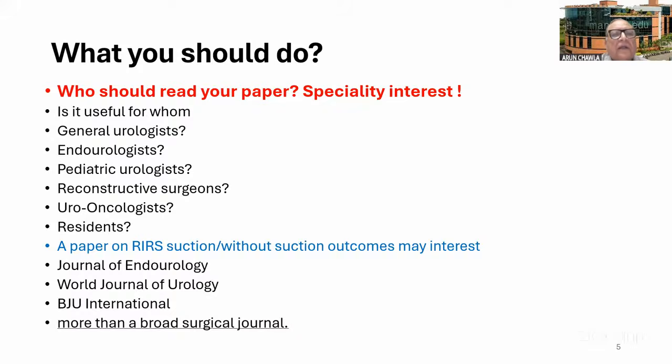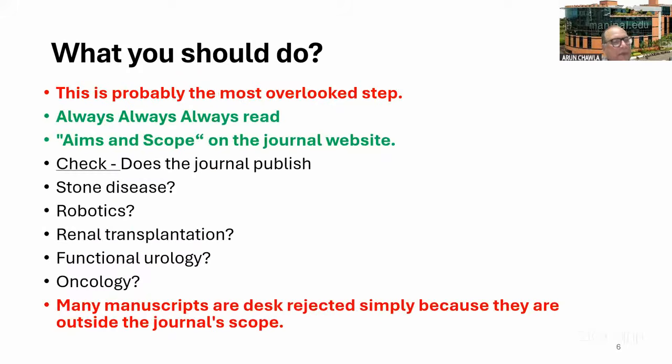Say, for example, a paper on RIRS with or without suction may be of interest to a particular type of journals: Journal of Endourology, World Journal of Urology, BJU International, more than a broad surgical journal in urology. Now, this is often the most overlooked step. When you have finished your work, you have written the manuscript and you are looking for the journal.